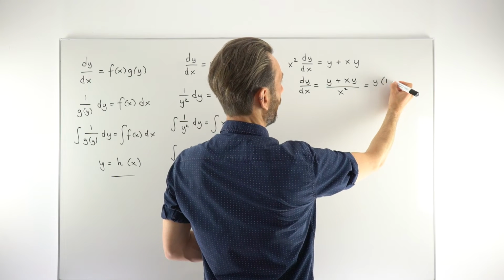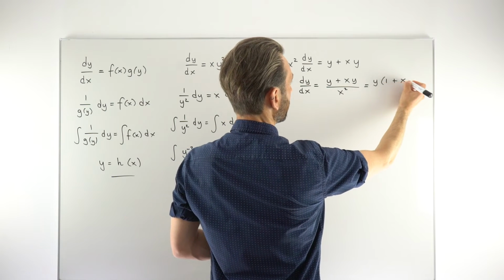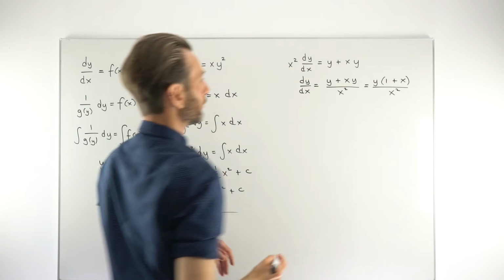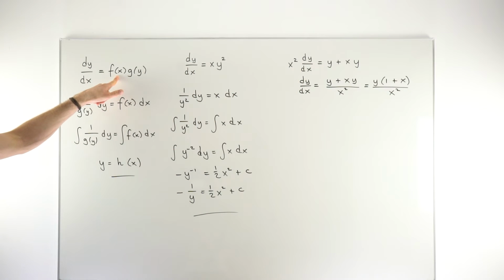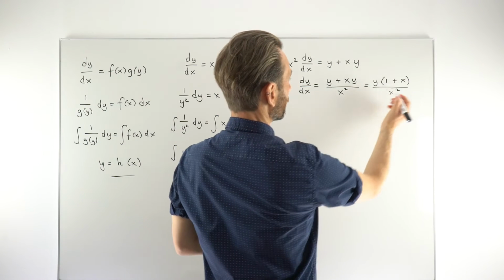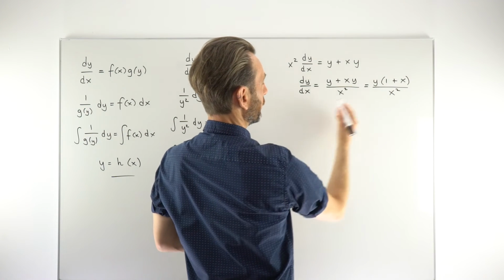So just making that y bracket 1 plus x like that, all of this over x squared. Checking in with our format, is that a product of the functions of x and y? Not quite, but we can manipulate it further just by taking this y term and putting it on the end.